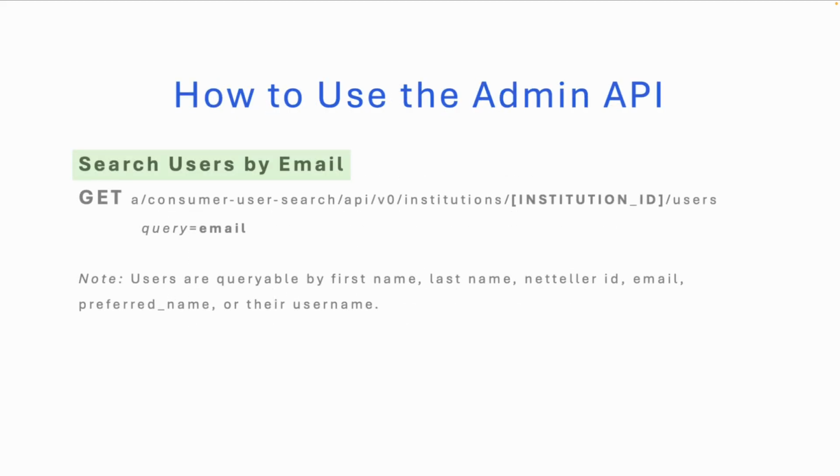The first step is looking up the user. The Admin API has an endpoint for consumer user search, which is directly scoped to the institution using the institution ID in the request URL. The endpoint also accepts a query parameter where you can provide the user's email. Users are searchable by first name, last name, NetTeller ID, email, preferred name, or their username.